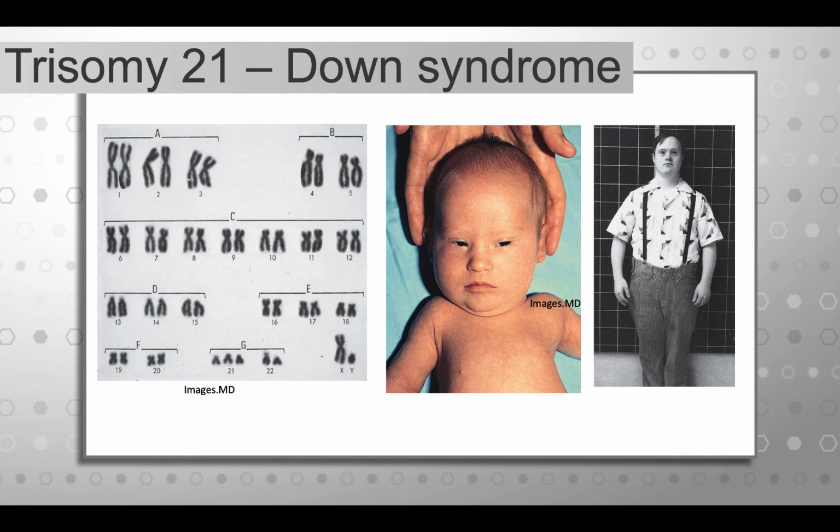Down syndrome is an extra 21st chromosome. You can see a genetic panel here, and when we get down to 21, you can see instead of there being 2 chromosomes, there's 3. And here are a couple of individuals with Down syndrome, an infant and a young man.